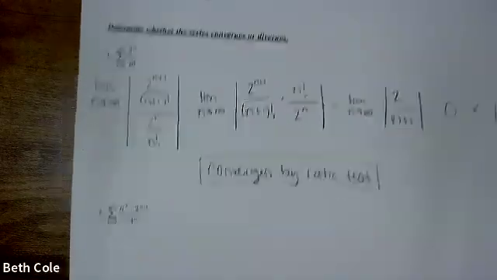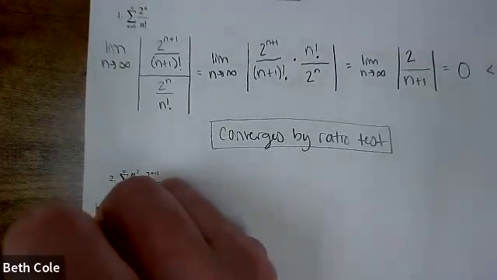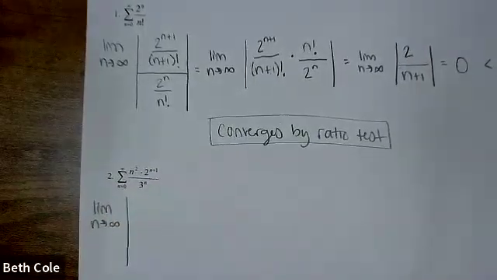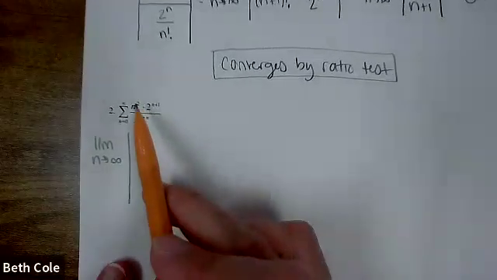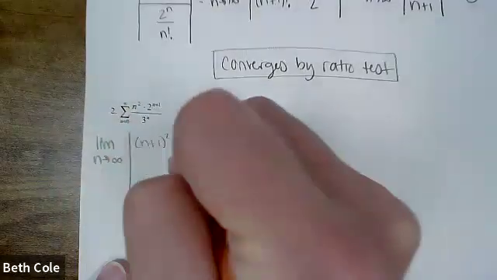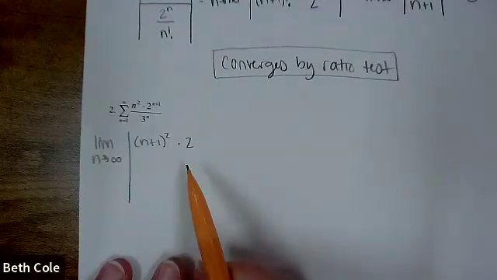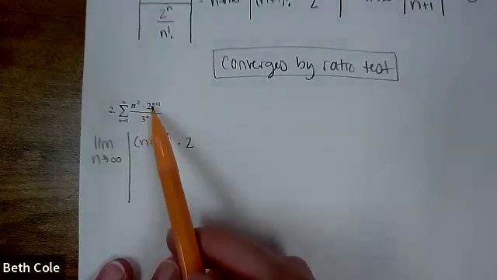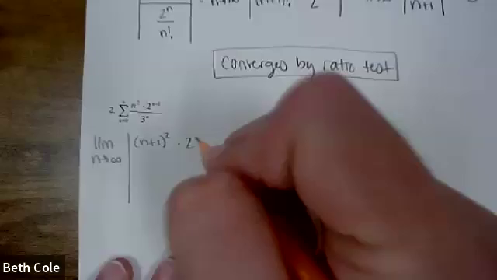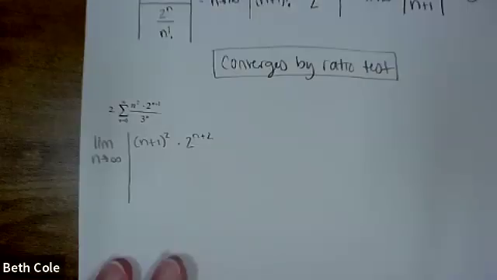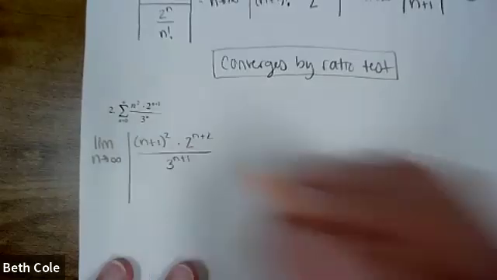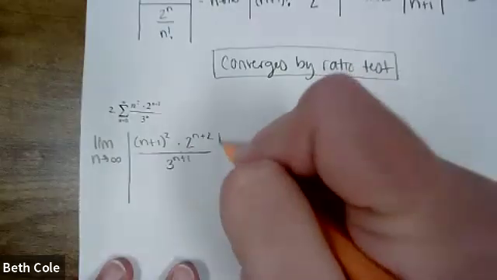Okay? So let's see for this one. We're going to do limit as n goes to infinity, gigantic absolute value. And what you're going to do is everywhere you see an n, you're going to replace it with n plus 1. Now, when you get to that second part there, do you see how it's already 2 to the n plus 1? It would be n plus 1 plus 1. So n plus 2 over 3 to the n plus 1.